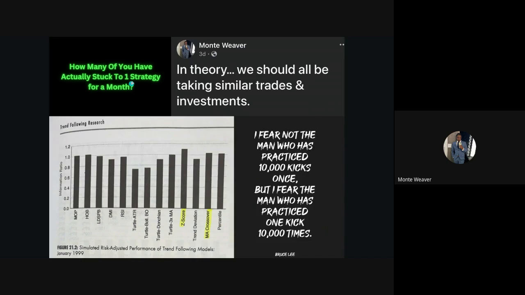Next, in theory, we should all be taking similar trades in investments. And I want y'all to be honest. You don't have to put this in the chat, but how many of you have actually stuck to one strategy for a month? One. Every time I ask you guys what stocks you want charted, you see the same moving averages every time, the exact same ones. You see the same colors: blue, purple, white, red, and yellow. You see the same ones every single time.